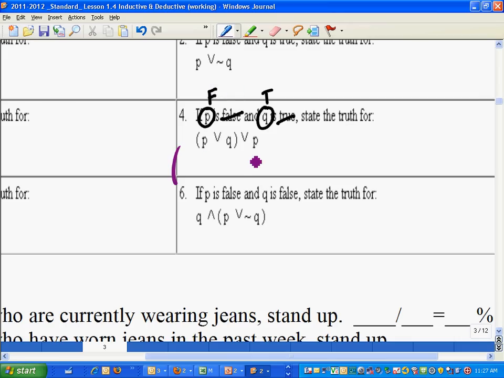No. Okay, now I trace this and I ask myself, is that an and or an or? Or. That's an or, so I put an or there. How do you know it's an or? Because the V is or. If it looks like an A, it's an and. Okay, and now look at Q. Q, you're told, is what? True. So Q is going to be true.